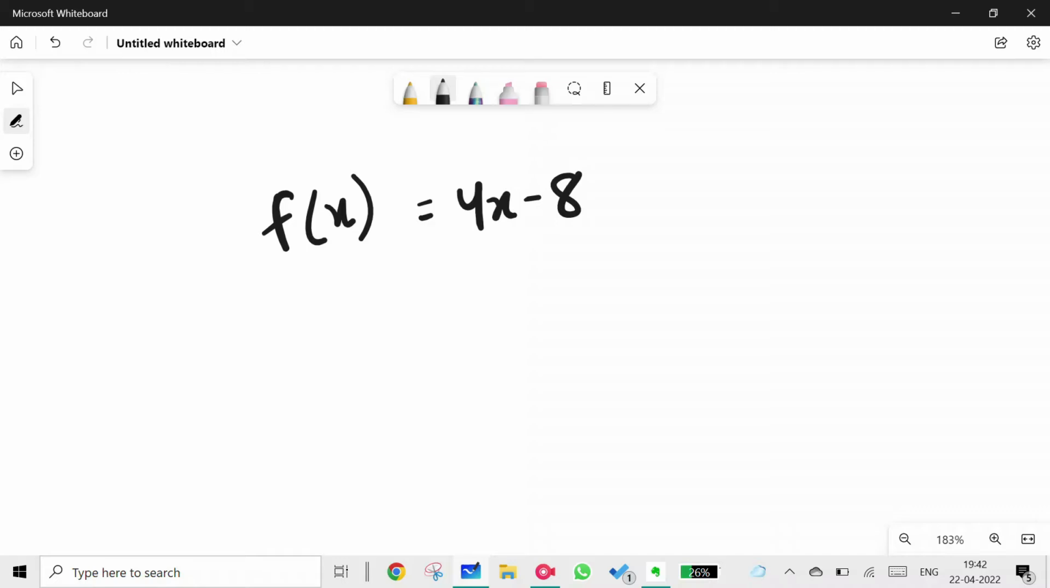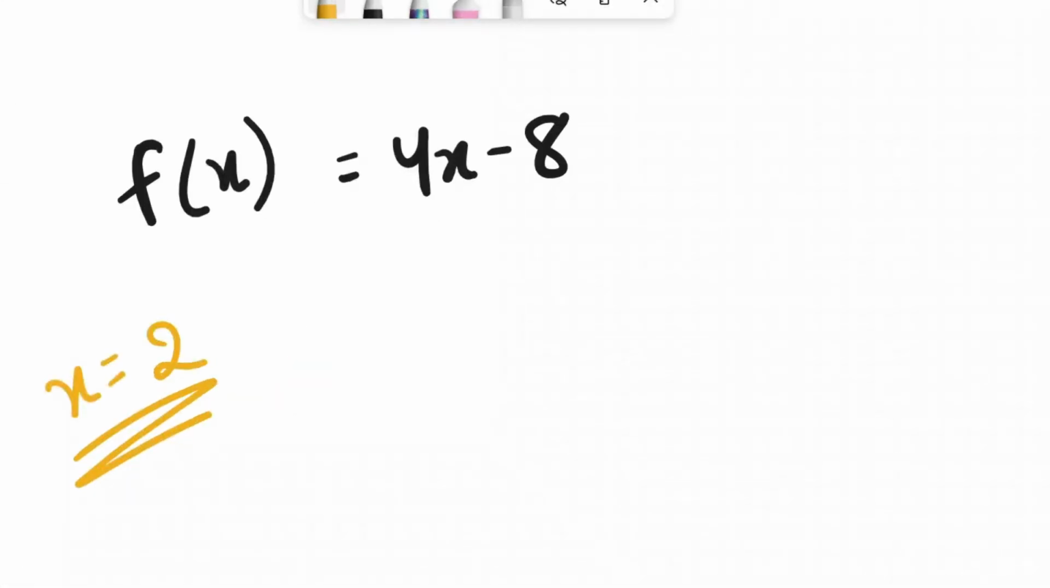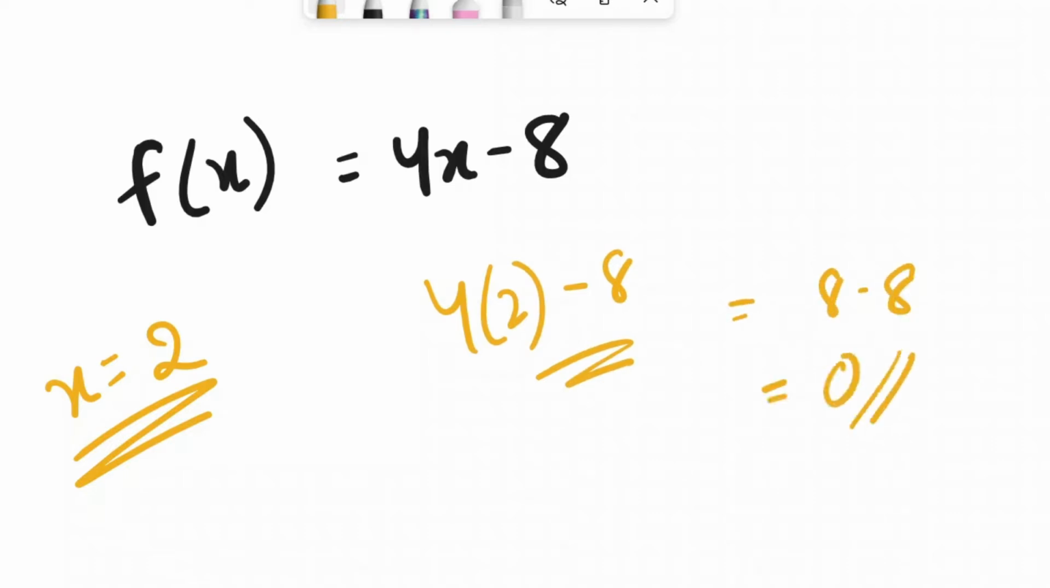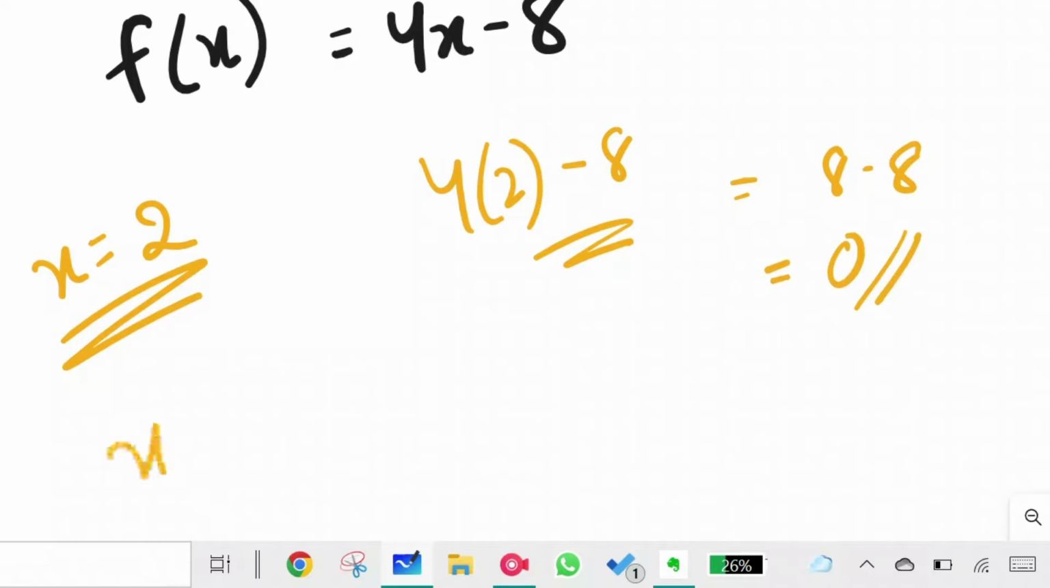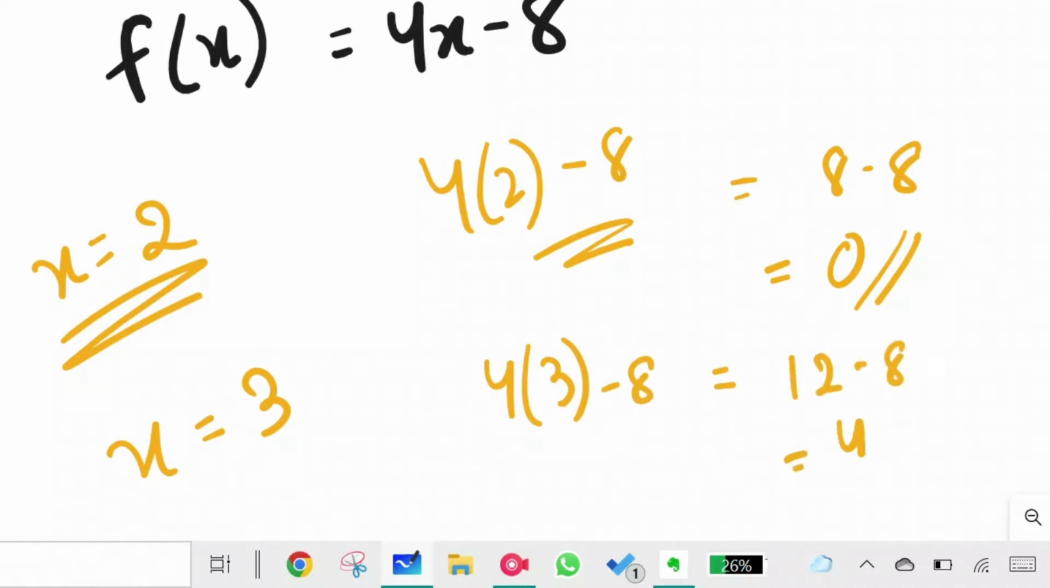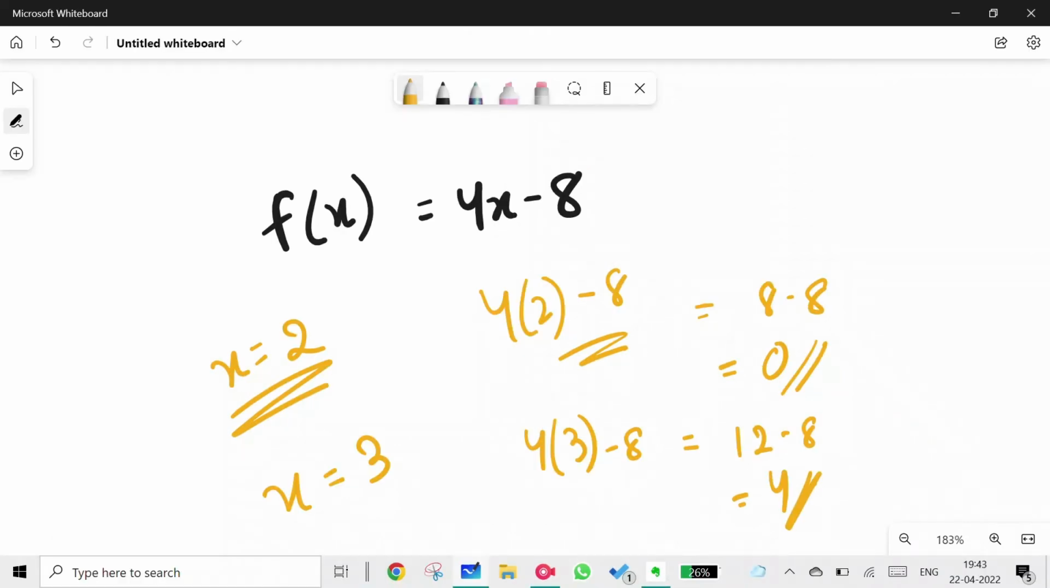Now, depending on the input that you give, the output is going to vary. So for example, let's say x equal to 2. In this case, 4 into 2 minus 8. So the output of the function is going to be 0. Similarly, let's take x equal to 3 this time. So in this case, you have 4 into 3 minus 8, which is 12 minus 8, which is 4. So this is the output. So based on the input that you give, the output is going to vary.